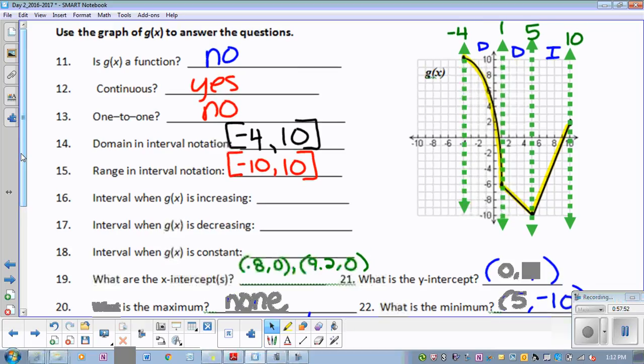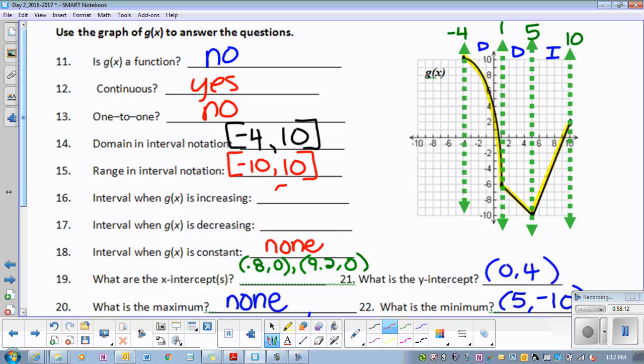So, do I have any constants? Are there any C's? No, so I'm going to put none. Because you can't just leave it blank. You have to write none, please. Where it's increasing, from what number to what number is it increasing? 5 to 10. Okay, remember, we always use parentheses. So 5 to 10 is increasing.